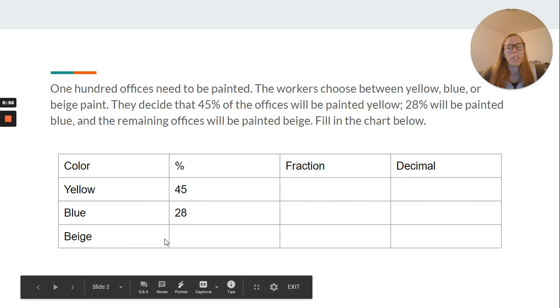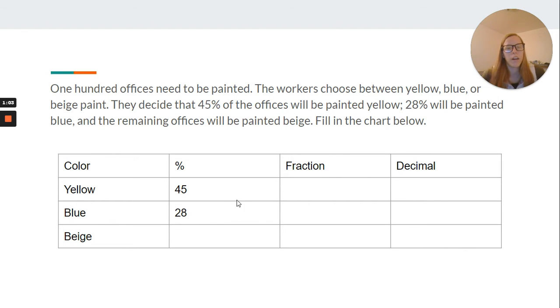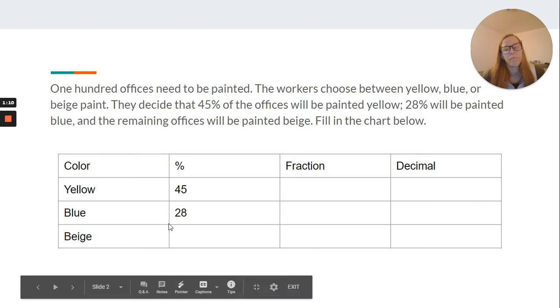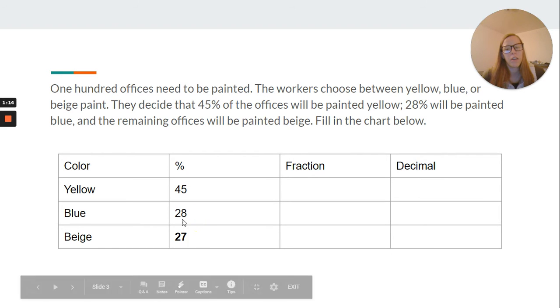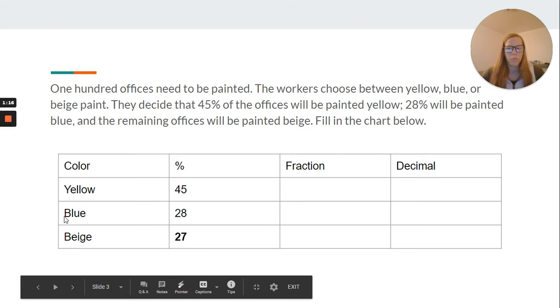So we need to find out what percentage is going to be beige, and then the fraction and decimal for all of them. So how can we figure out what that percent is? Well, we know it's out of 100, so 45 and 28 is going to give us 73. So then if we take 100 minus 73, we get 27. So beige is 27% of the offices.